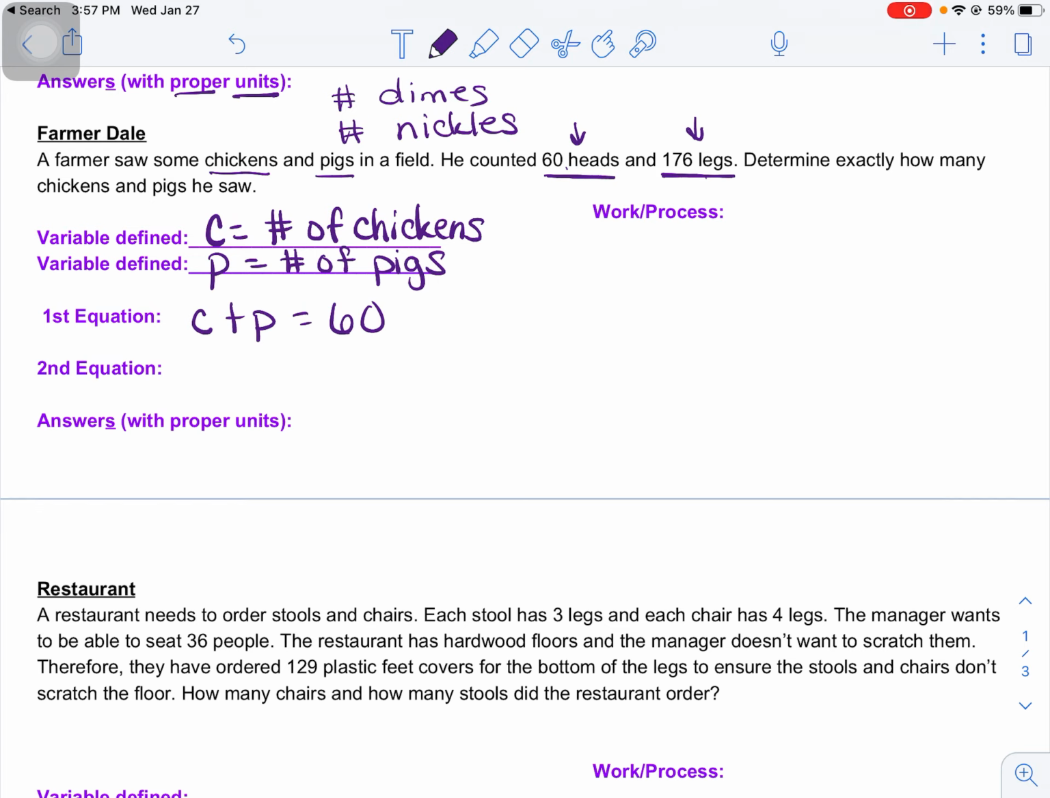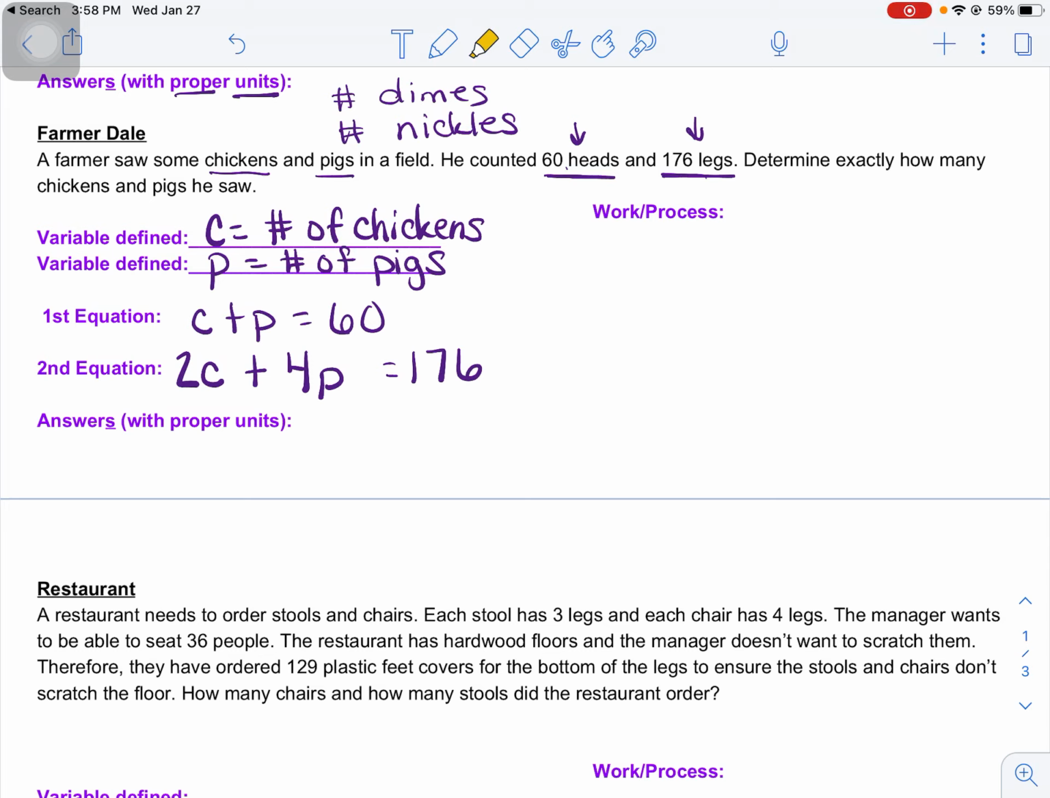Now let's talk about legs. We have a total of 176 legs out in that field. So let's think about chickens. How many legs does a chicken have that they walk around on? Well, they only have 2. So for every chicken, we have 2 legs, 2 per chicken. Every pig has 4 legs. So now we have our 2 equations.